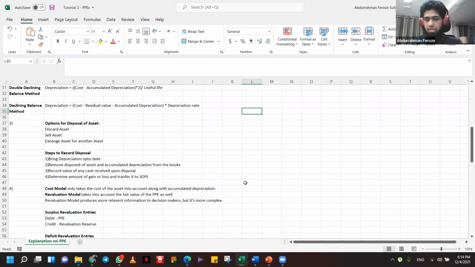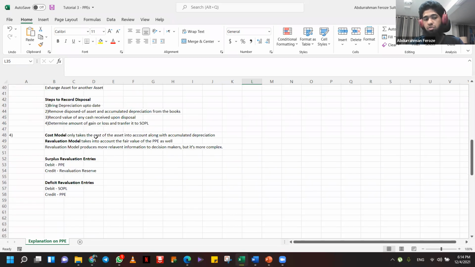Once again, we'll probably cover this in a question, inshallah. All right. And then lastly, we have the cost model versus the revaluation model. There are two ways really of looking at PPEs. One is the cost model. What the cost model does is it looks at the cost of the asset, the amount that the company bought the asset for, and it looks at the accumulated depreciation. That is how it works. The revaluation model takes into account the market price of the asset.